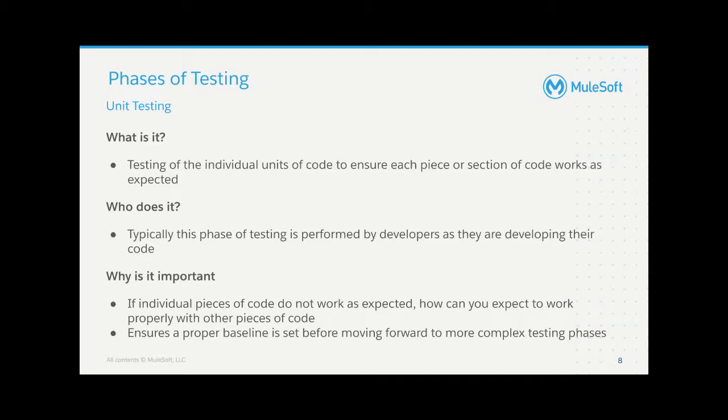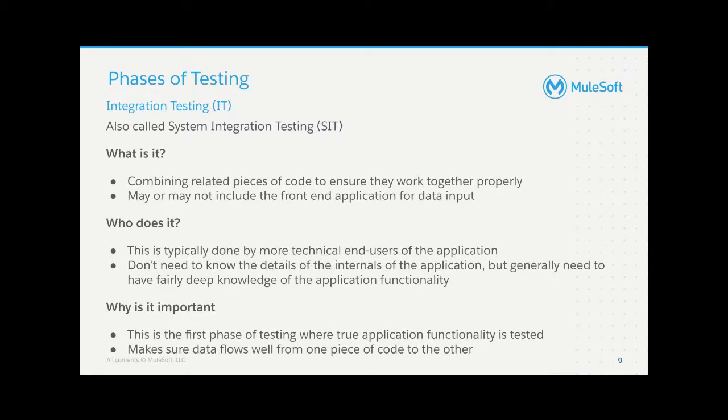The next type of testing is integration testing. We call it system integration testing, or SIT. It's combining the related pieces that we have captured together to make sure that they work together. Here, basically, we're testing the connectivity between the individual components.